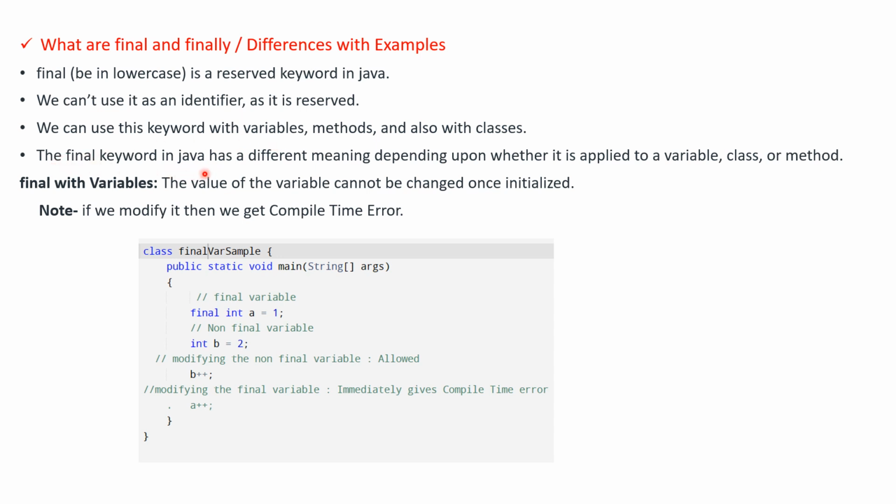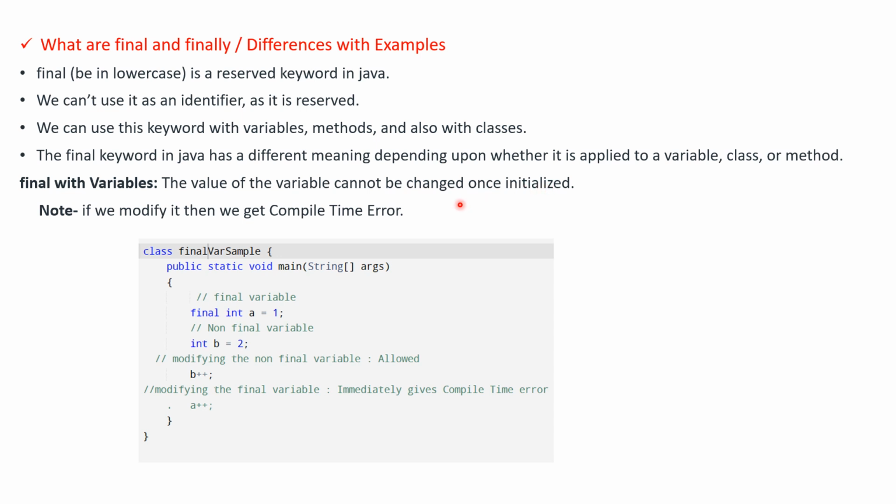The final keyword in Java has a different meaning depending upon whether it is applied to a variable, class, or method. Means we said it can be applied to variables, methods, and also classes. But whenever it is applied, for variables, if we declare any variable as final, some rules will apply. Same for classes and methods also. So we'll see final with variables, how it behaves. The value of the variable cannot be changed once initialized.